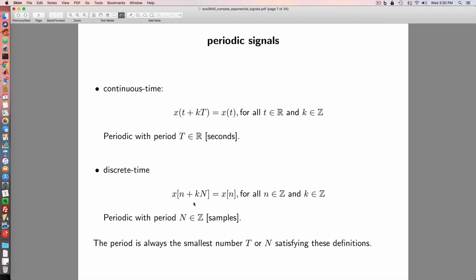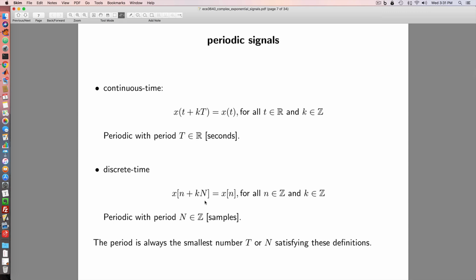The same thing holds true in discrete time, where we're calling the period capital N here. If you can shift by an arbitrary multiple of capital N and get the same function back for all indexes n, then you'd say that that's a periodic discrete time signal with period capital N. And let's just observe this comment that I make at the bottom here. The period is always the smallest number T or N satisfying these definitions.